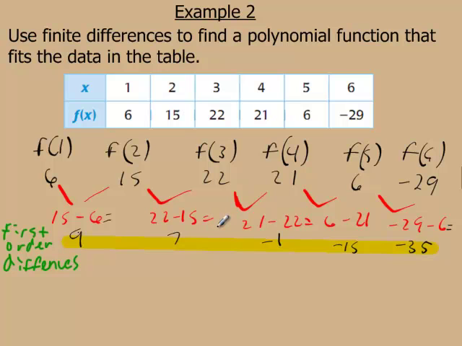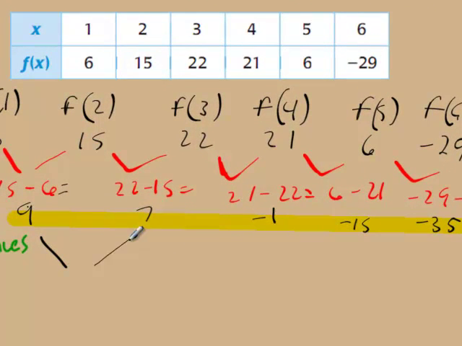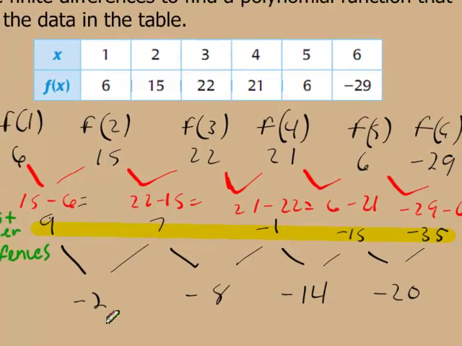Just think about finding the differences of a line. You find the differences of those numbers are all the same. So I'm going to go on to the next level and subtract and see if the numbers repeat there. So now I'm going to take 7 minus 9, that's going to give me -2, and then -1 minus 7 is -8, -15 minus -1, or +1 in this case, would be 14, and then -35 minus -15, which is going to be +15, is -20.